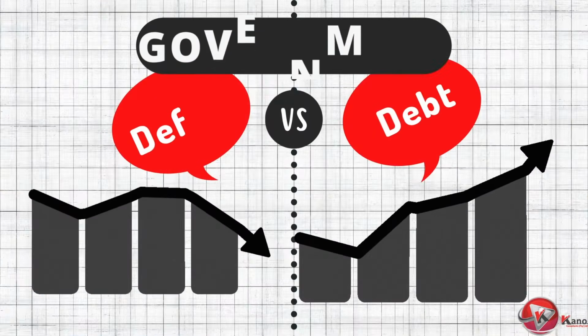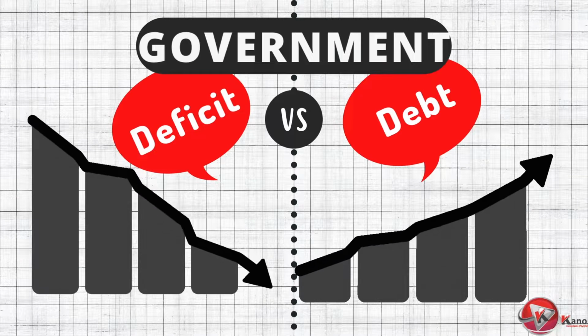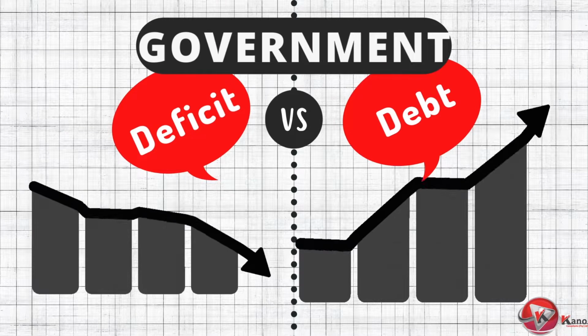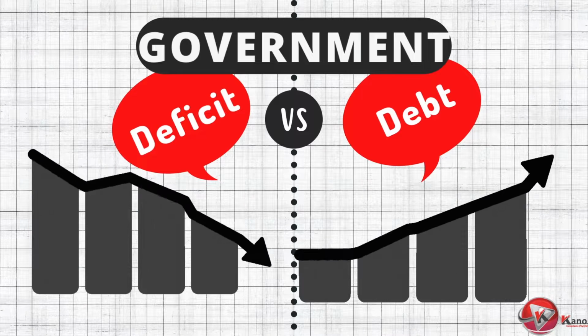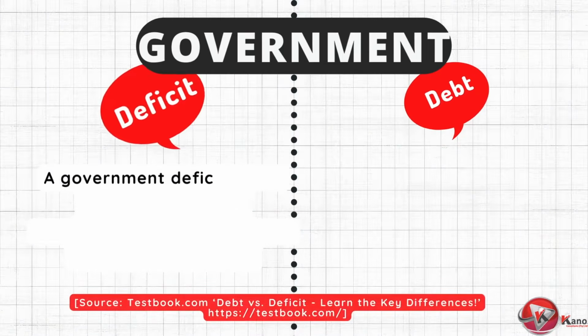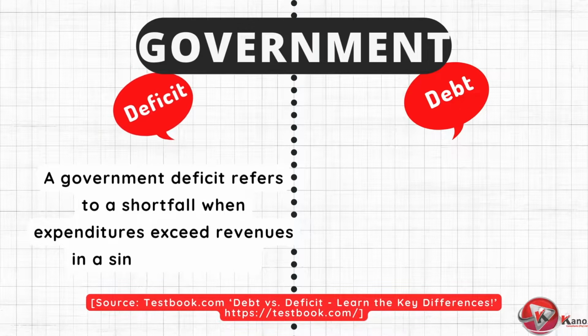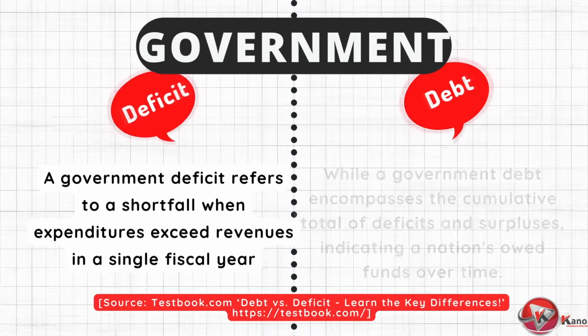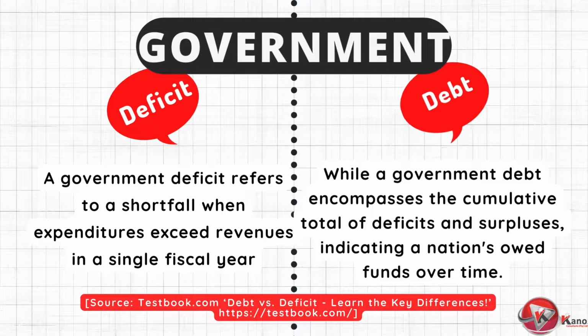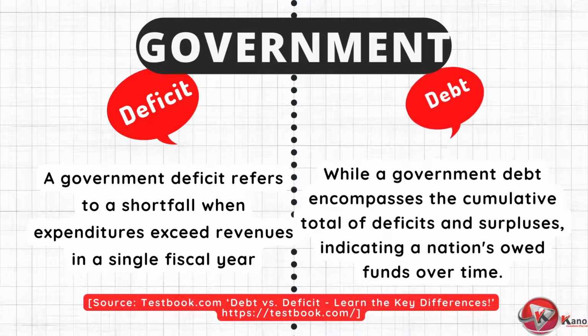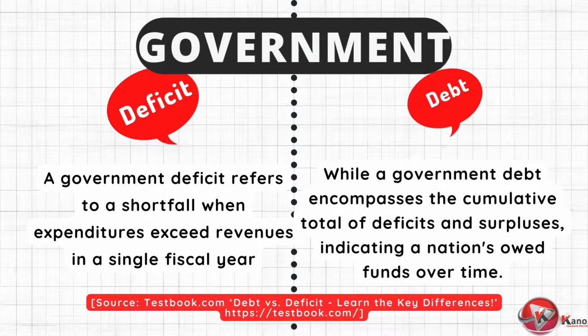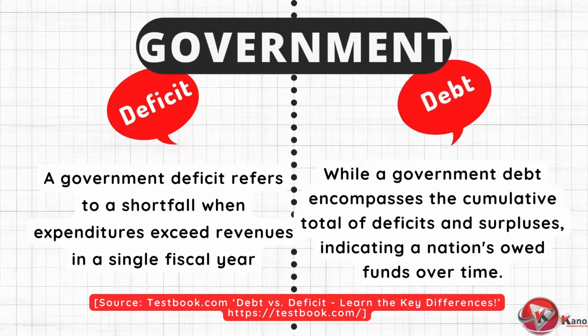The key difference between government debt and government deficit lies in their timeframe and cumulative nature. A government deficit refers to a shortfall when expenditures exceed revenue in a single fiscal year, while a government debt encompasses the cumulative total of deficits and surpluses, indicating a nation's owed funds over time.